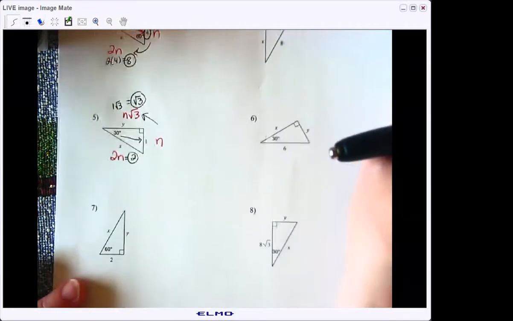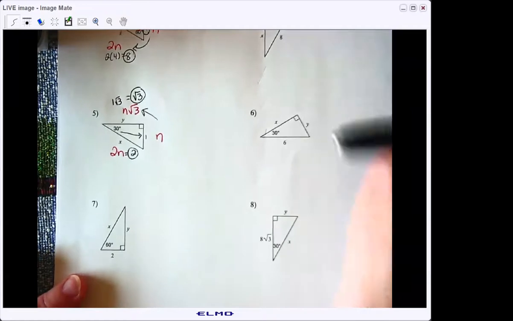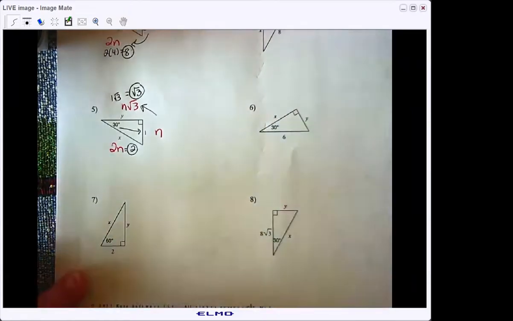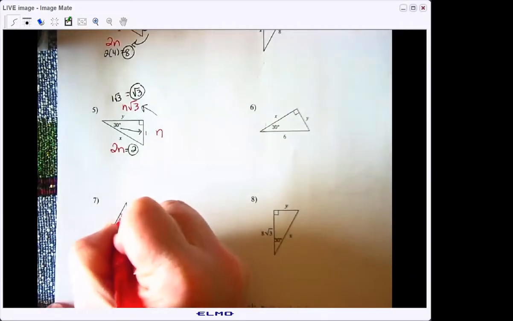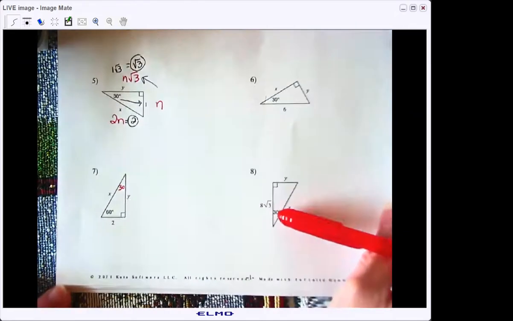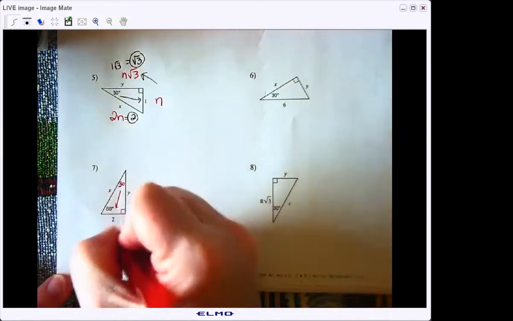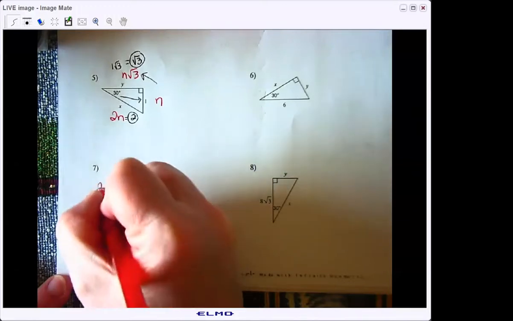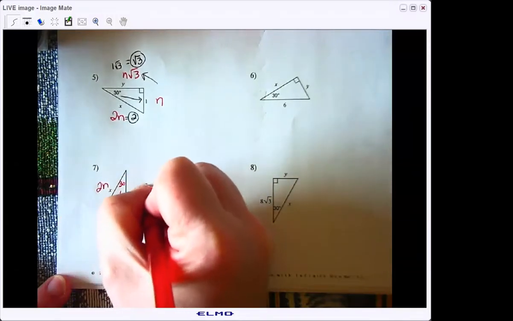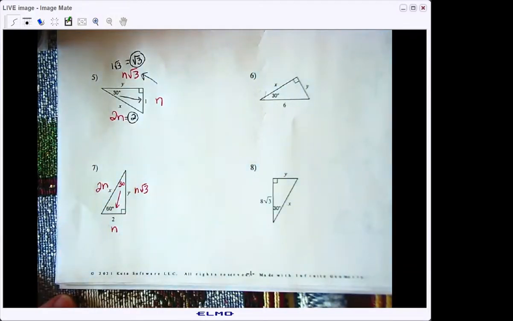Okay, number 7. Again, I'm given my 60-degree angle, so let's draw in the 30-degree angle. Labeling, I get n, 2n, and then root 3. Take 5 seconds and write in what the hypotenuse and long leg are.